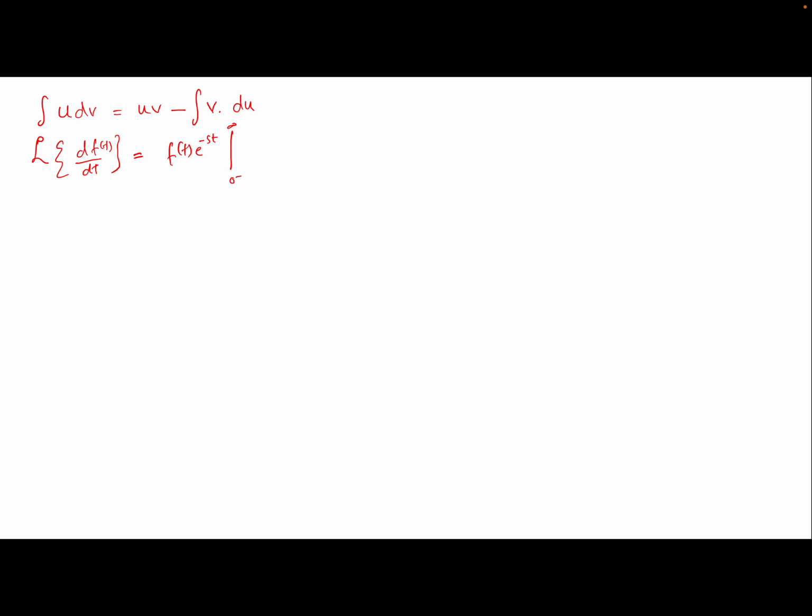Right? And then u is f of t e raised to power minus st, 0 negative to infinity, and then minus the integral, again 0 negative to infinity. What is v? v is f of t. f of t times minus s e raised to power minus st times dt, which is du. Okay, nice, I got it. This is interesting. Now let me solve for this thing. Why don't I solve for this thing separately?